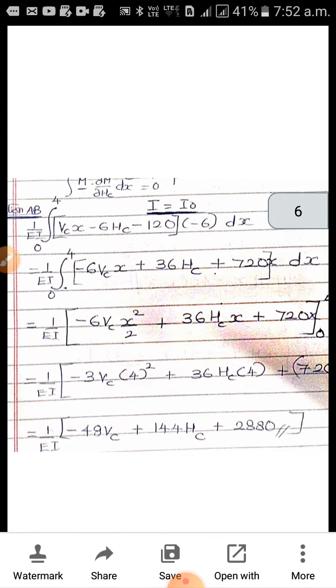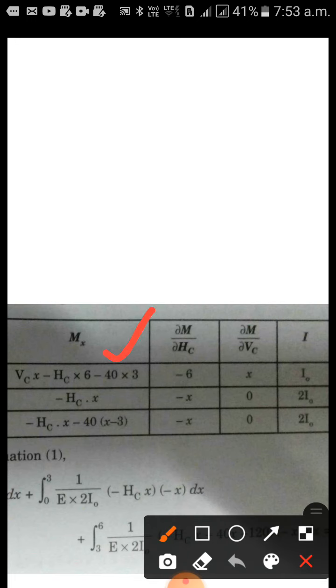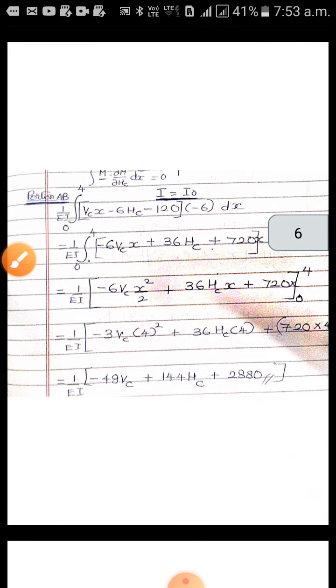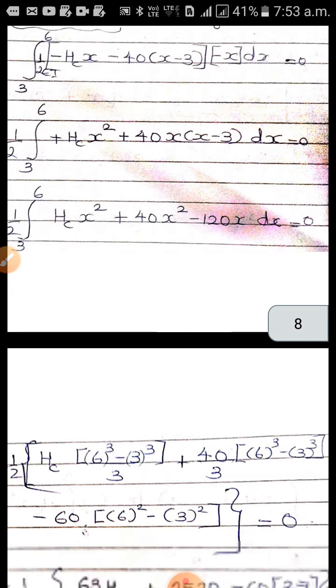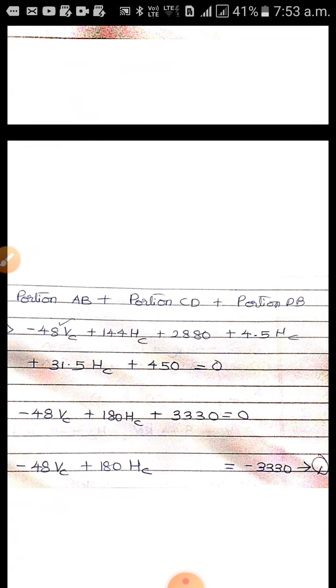See, I have taken one portion. Okay, so portion AB, 1 by EI, take it outside. So VCx. So this is the moment. VCx minus 6 HC minus 120 into minus x. So I have solved it. See, this into that. So this into this. Like next for portion BD, this into this. You just have to multiply, and I have just solved. You'll understand. Okay, you have to solve it by yourself and see. There's nothing to explain. Simply for portion CD and portion DB, and it is very easy. And then you have to add all the portions AB, CD, and DB.